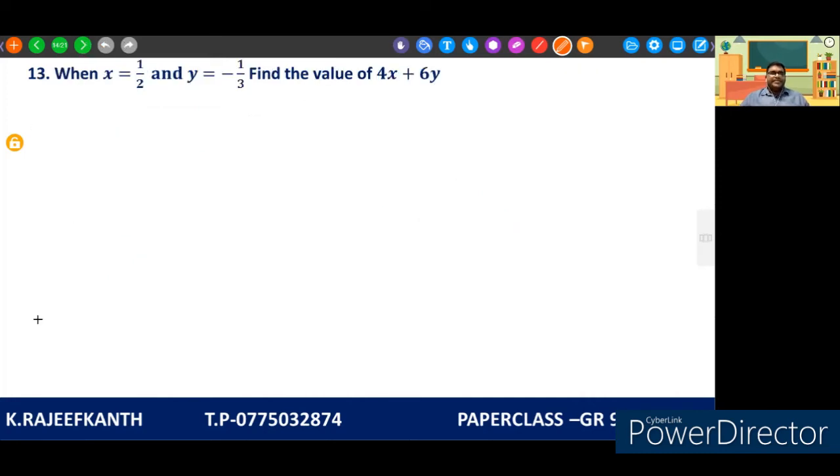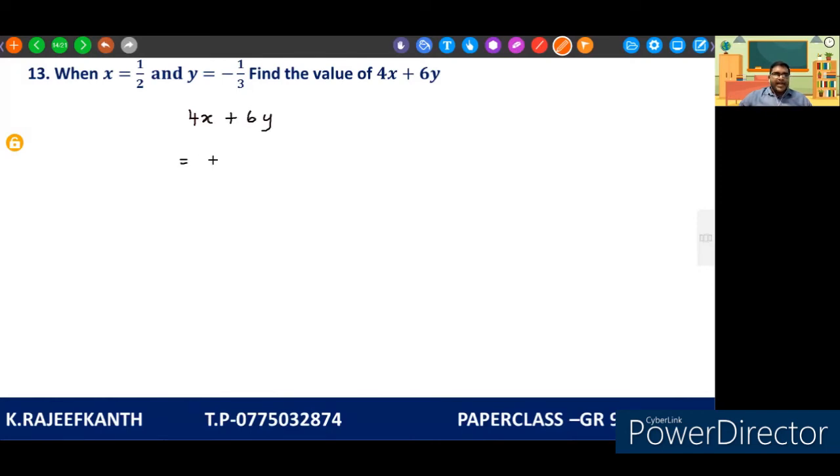Question number 13. When x equals half and y equals minus 1/3, find the value of 4x plus 6y. Here they have given the value of x and y. So we have to find the value of 4x plus 6y by substituting the value of x and y. Right, 4x plus 6y.